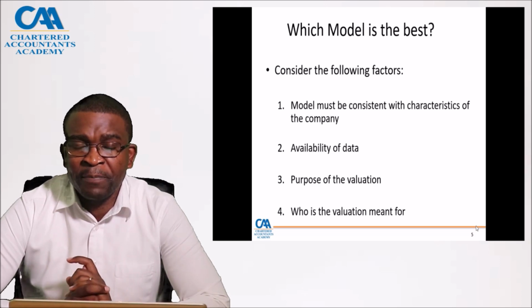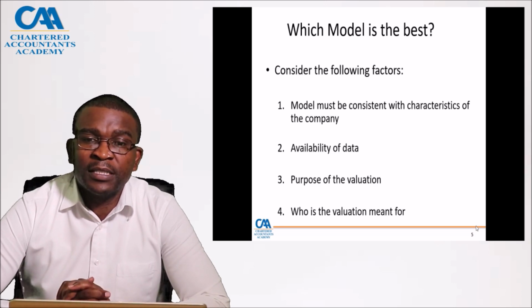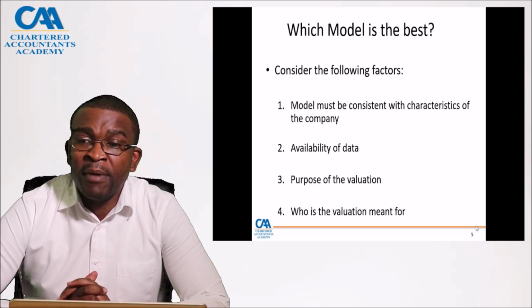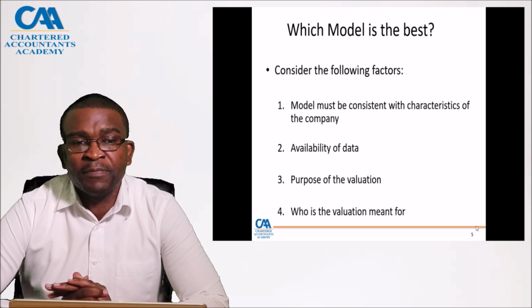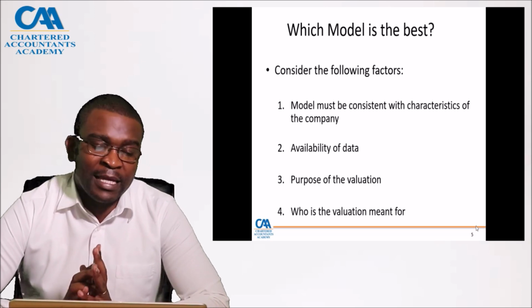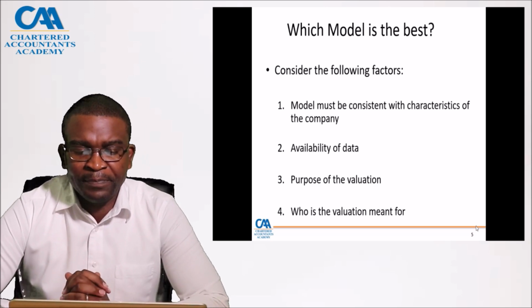Just look at it from this way. If I've got 10% in Econet and I want to do a valuation using the discounted cash flow, can I demand the budgets from Econet? They probably won't give them to me. But if I'm a major shareholder, I'll probably get that information and it becomes easy.